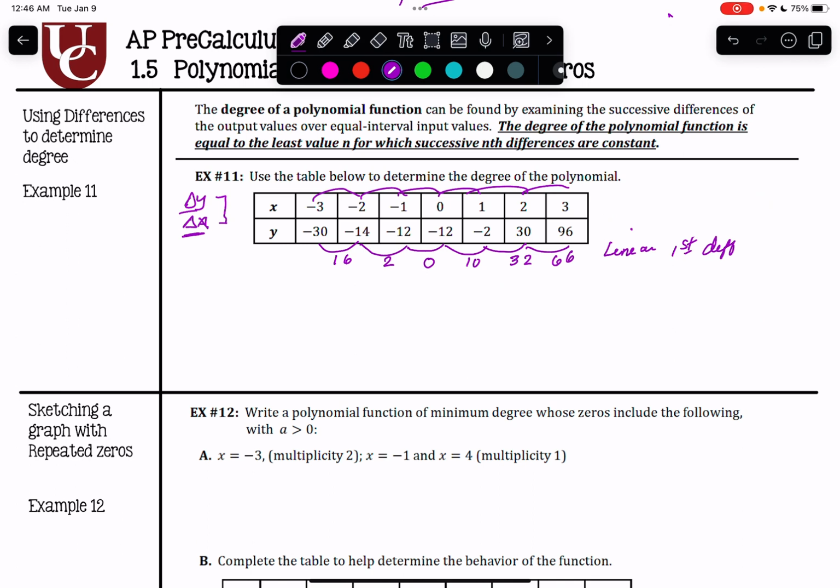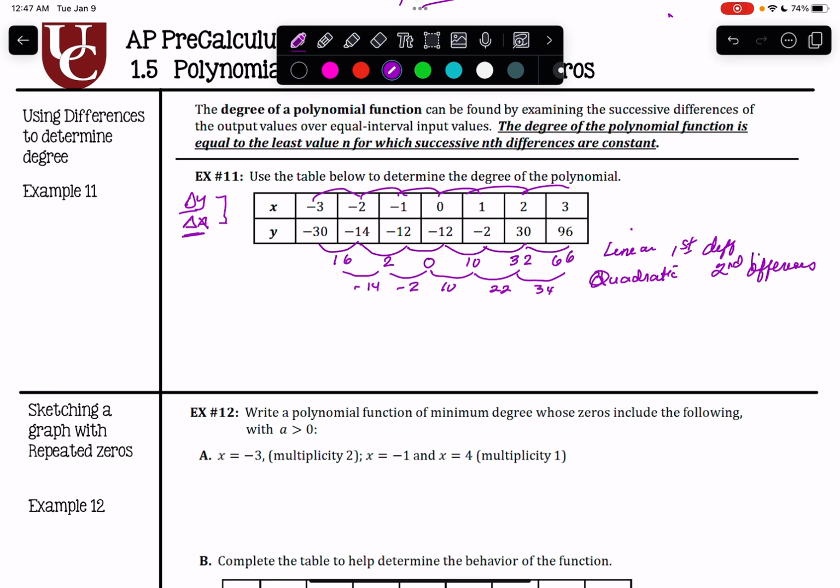Let's look at the second differences. 16 to 2 would be minus 14. And then 2 to 0 would be negative 2. So we know it's not quadratic because those would have to be the same. 0 to 10, positive 10, 10 to 32, positive 22, and 32 to 66, positive 34. So these are your second differences.